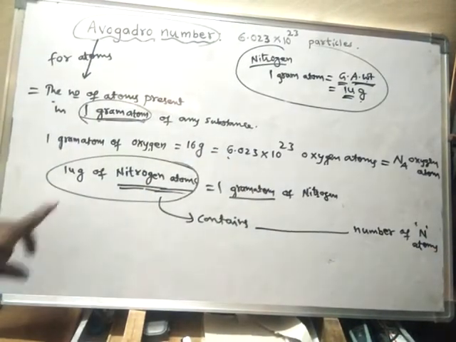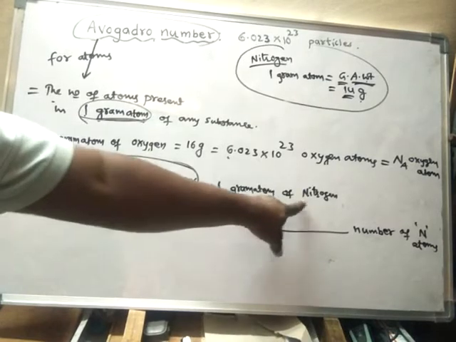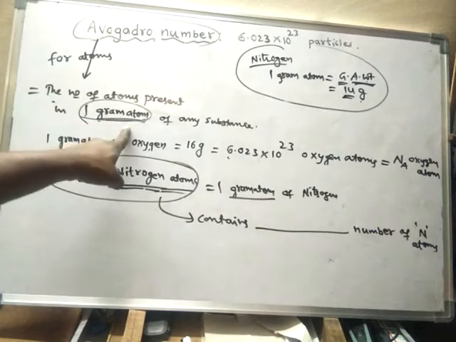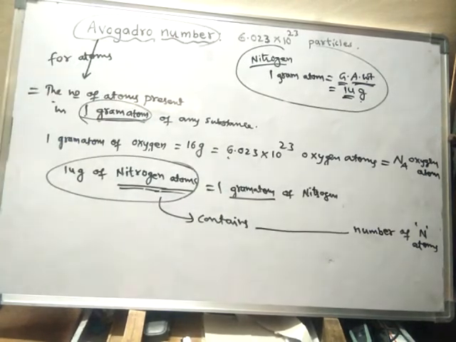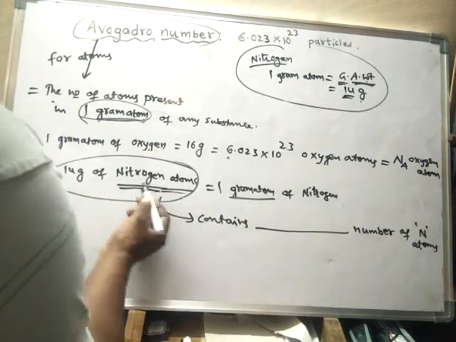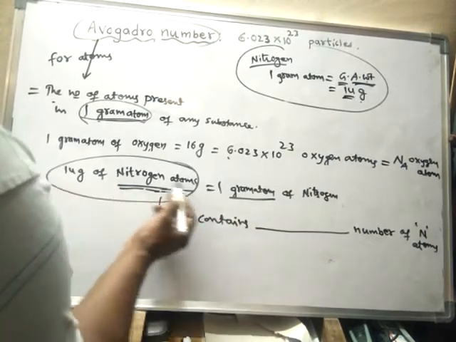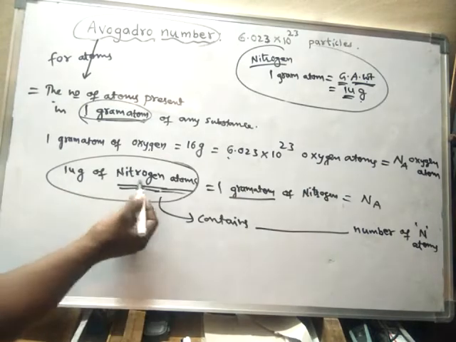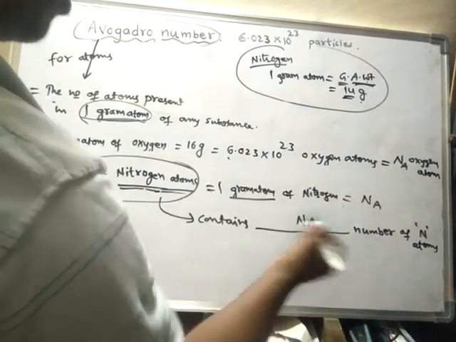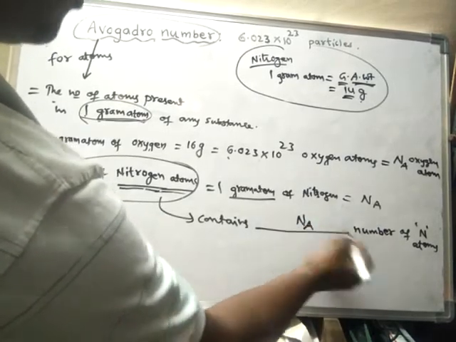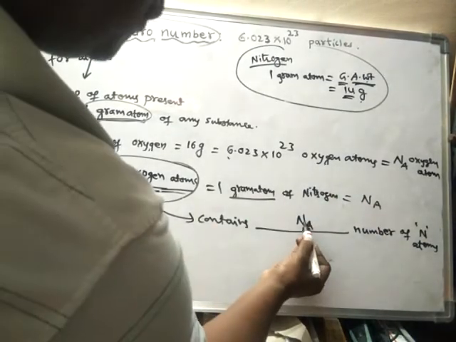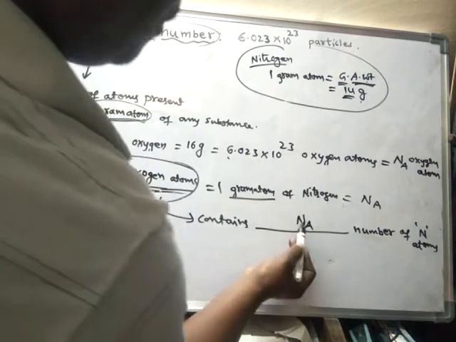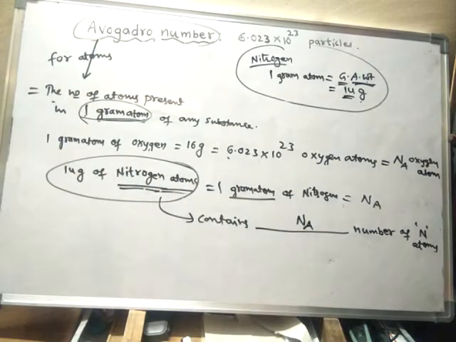Already we know that 14 grams of nitrogen means 1 gram atom of nitrogen. So 1 gram atom of any substance contains Avogadro number of atoms. So 14 grams of nitrogen is equal to 1 gram atom of nitrogen, which is also equal to Avogadro number. Hence 14 grams of nitrogen atoms contains Avogadro number of nitrogen atoms. Don't get confused that here n, here also n. There is no relation between this n and this n. This is nitrogen atom, this is Avogadro number, Na. These two are different.